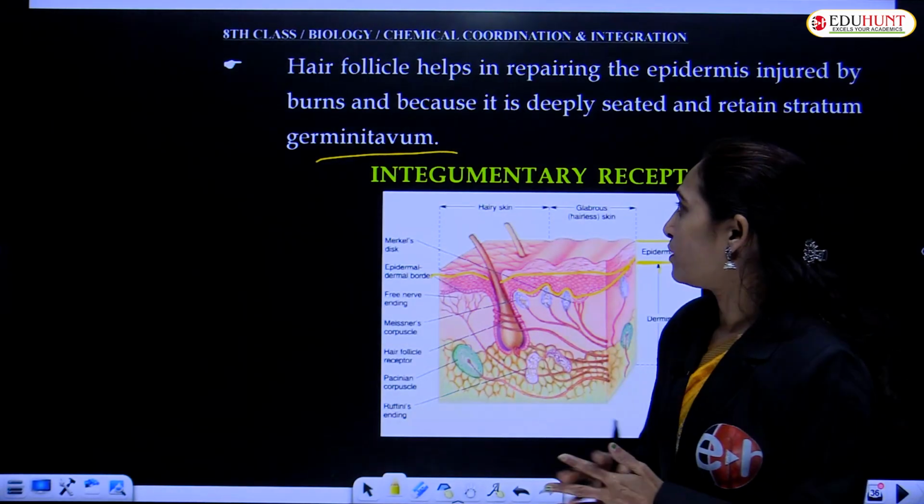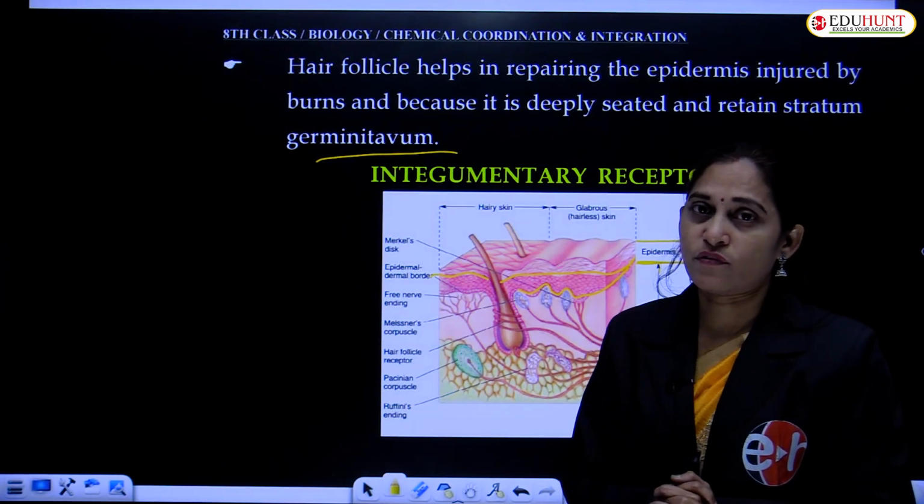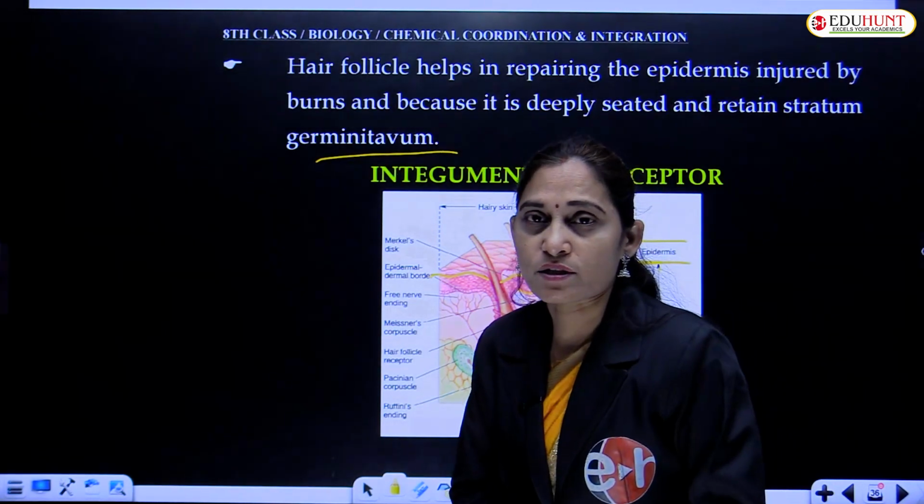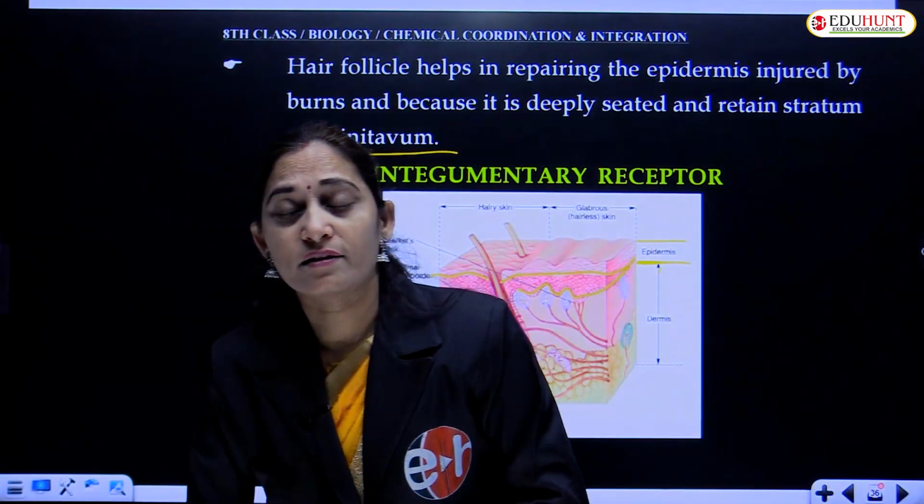This is a section of the integumentary system. In the next class, we will see various receptors present in the integumentary system and their functions.